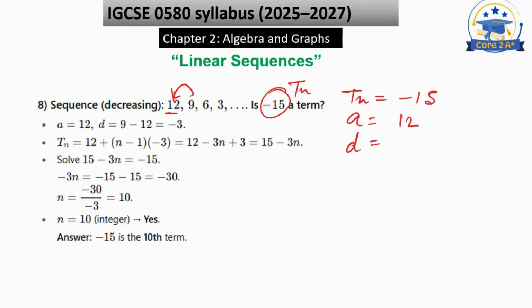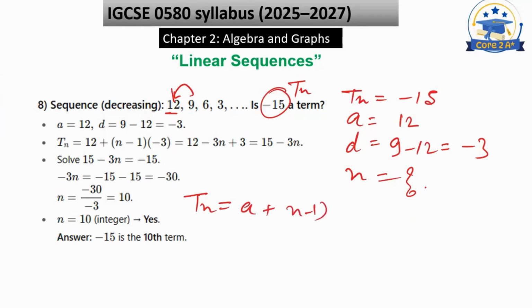Not first minus second. Okay. D. So D is 9 minus 12. It would be negative 3, not positive 3. Okay. And what is the position of negative 15? We need to find. So the formula is Tn equals A plus n minus 1 into D. Tn is already given, minus 15. After putting the values, you can see we are getting 10. This is an integer. So yes, minus 15 is lying in this particular sequence.